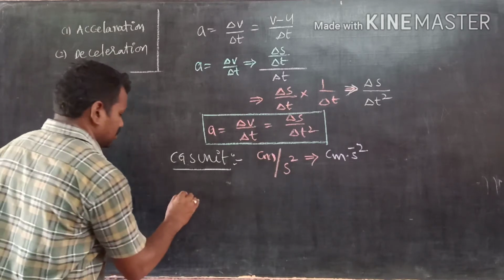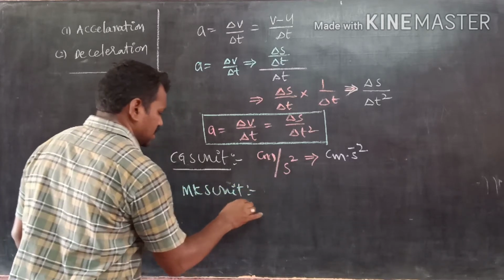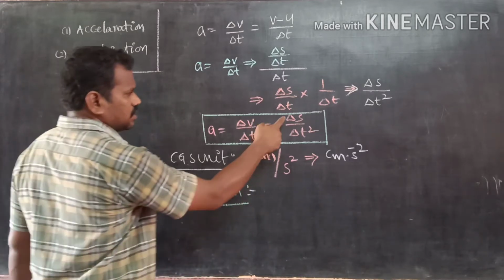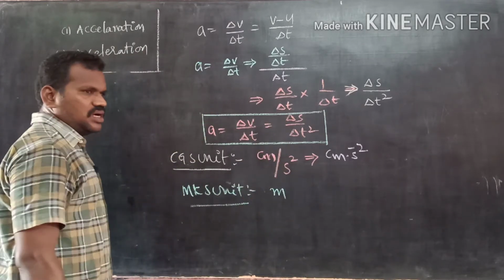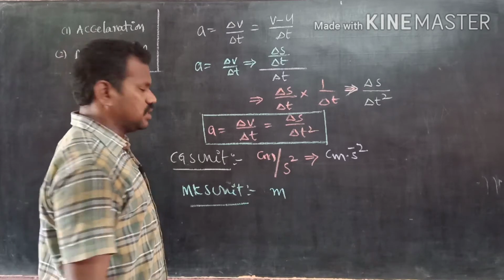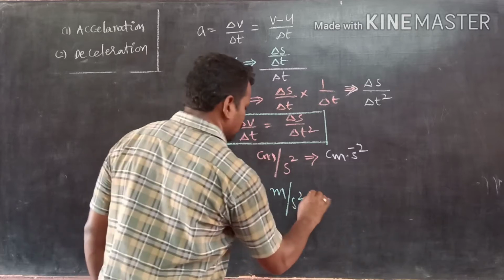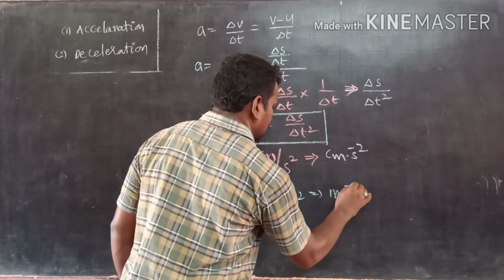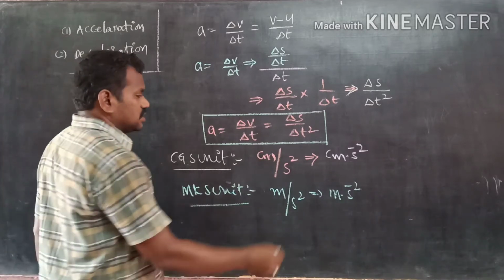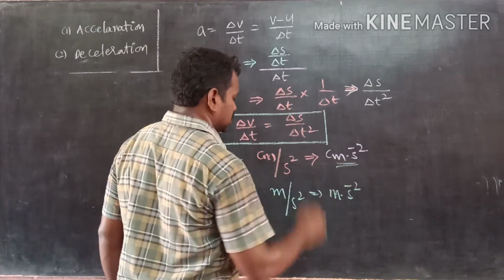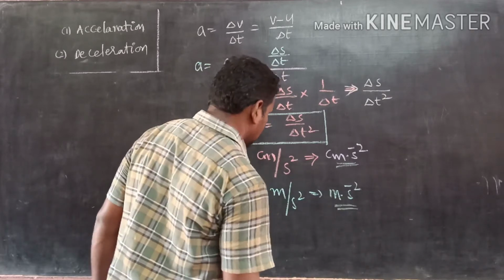Then what is the MKS unit of acceleration? The MKS unit of acceleration depends on the MKS unit of displacement, that is meter. I already said we should write it in a small letter only, by second square. Now this value becomes meter into second power minus 2. This is the CGS unit of acceleration as well as the MKS unit of acceleration.